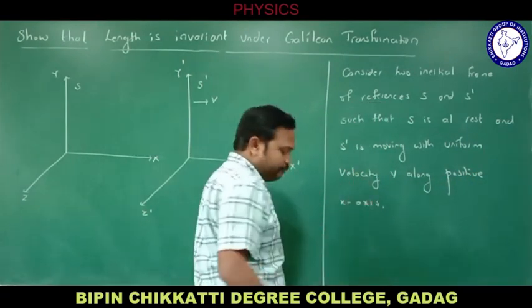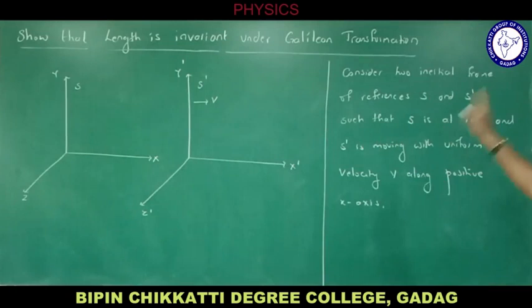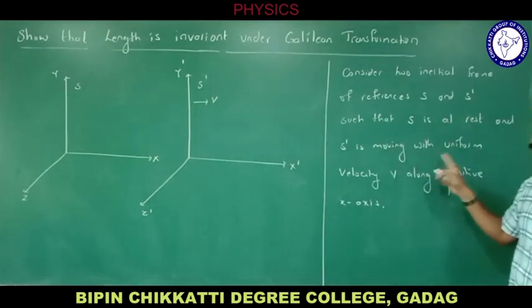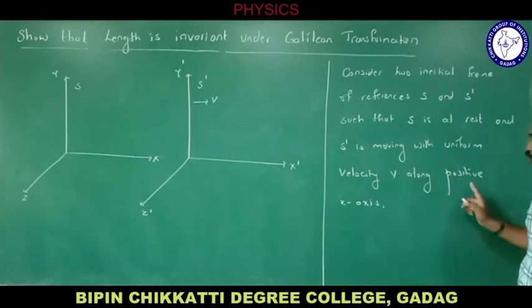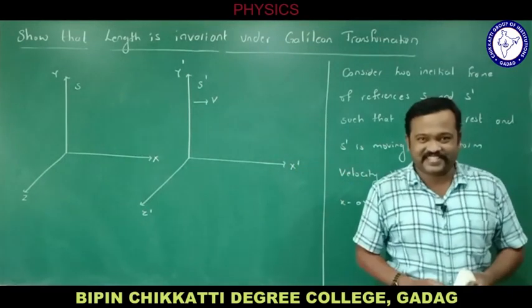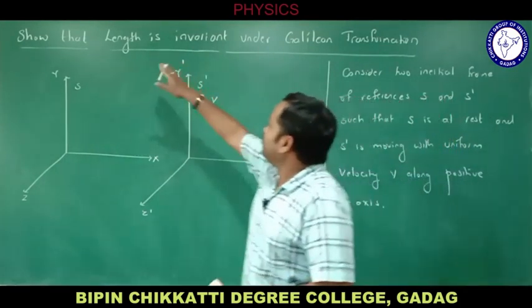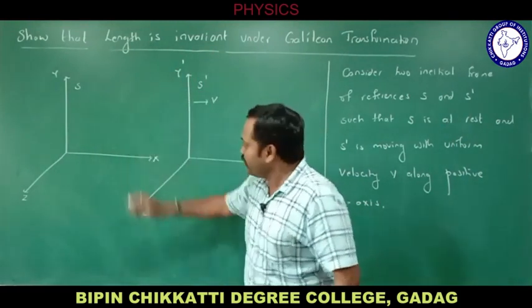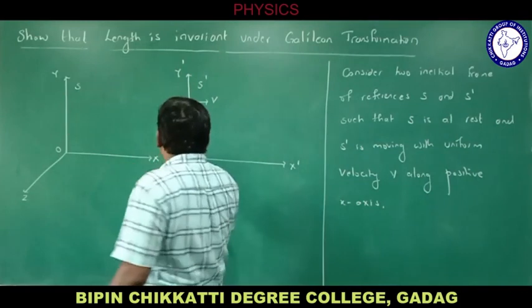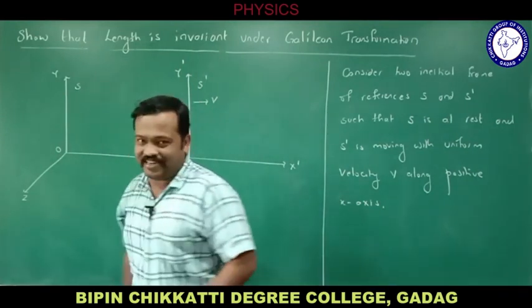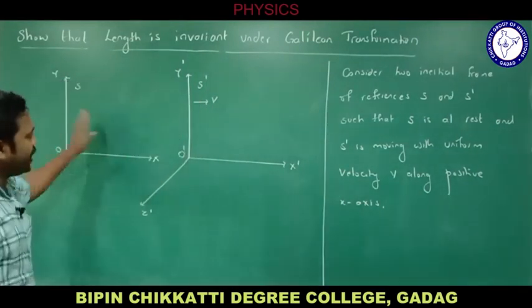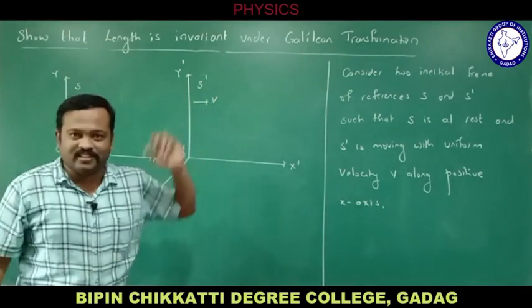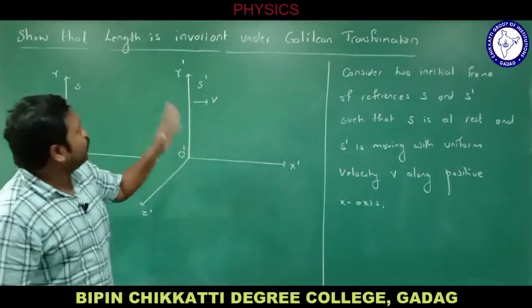Okay, let me begin the derivation like this. Consider two inertial frames of reference S and S dash, such that S is at rest and S dash is moving with uniform velocity v along the positive x axis. Now I need to prove that length is invariant, right? So S is at rest, and let me take the origin as O, and the origin as O dash here. So this is at rest and this is moving with uniform velocity. I need to prove length is invariant.